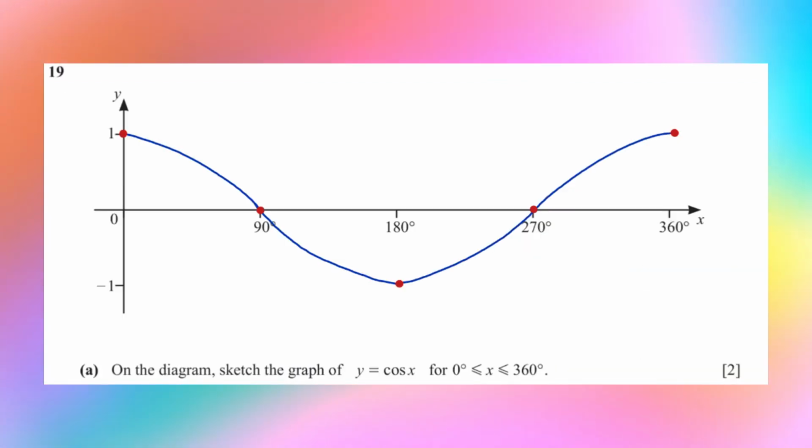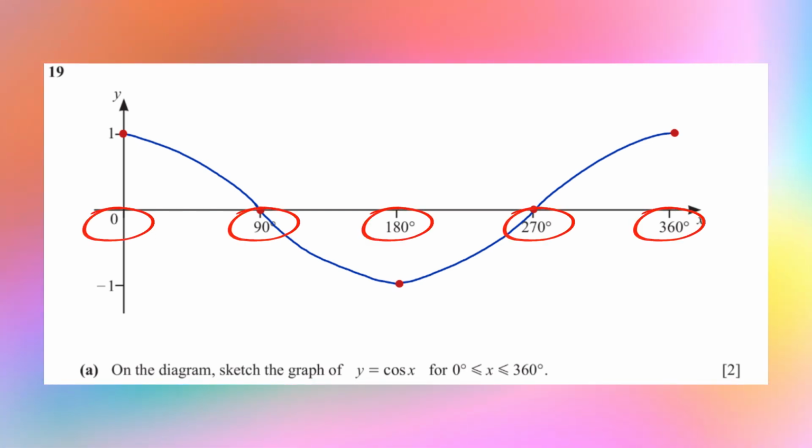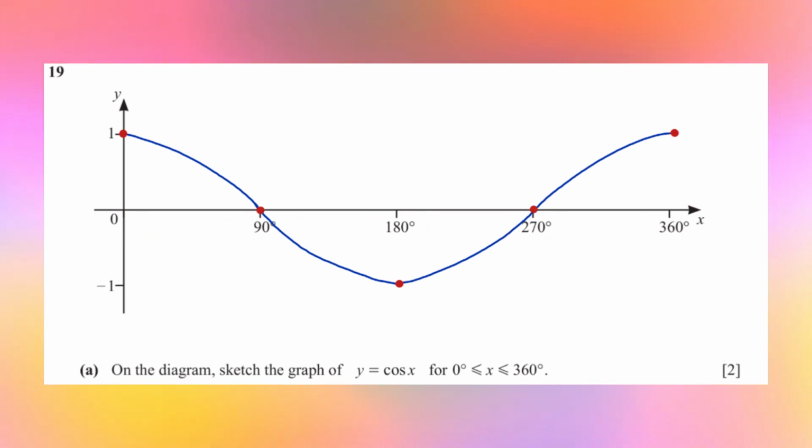It says on the diagram, sketch the graph of y equals cosine of x for x between 0 degrees to 360 degrees. Okay, this is pretty easy. First, we are going to find the values of y for each of the given x values respectively. Let's start by finding the value of y when x is 0. To do that, enter the cosine of 0 in your calculator and press the equals button. This gives us 1, which is the value of y when x is 0.